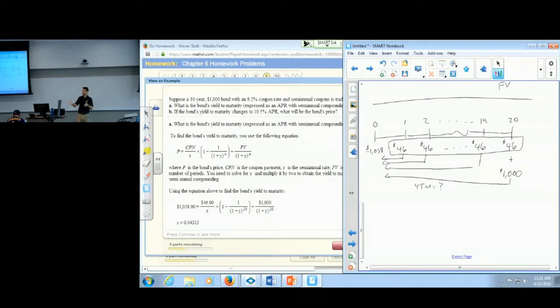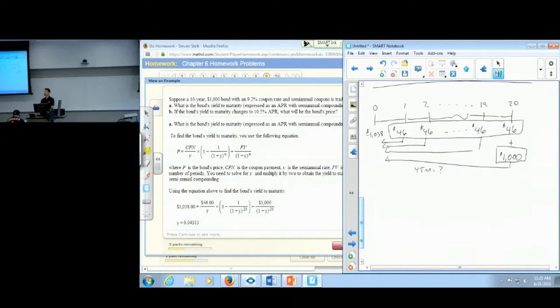We have a formula for that. When we already know the price of it, we can use the present value of an annuity formula and solve for the rate that makes it true. What about this $1,000 right here? That's just a lump sum 20 periods from now, right? We have a formula for the present value of that too. It's just the value divided by 1 plus the discount rate raised to the n.